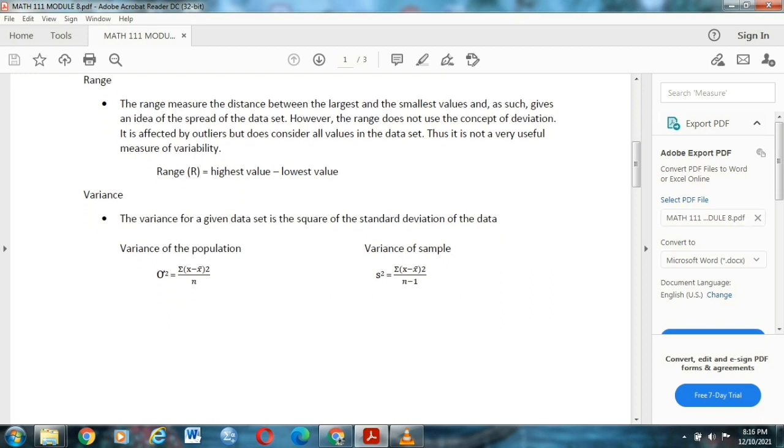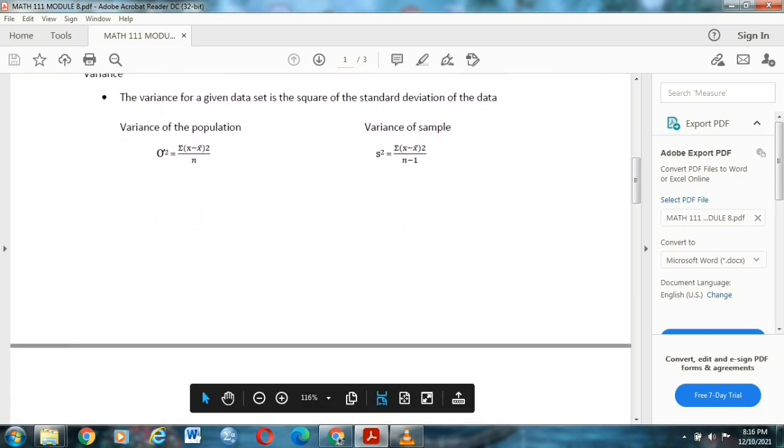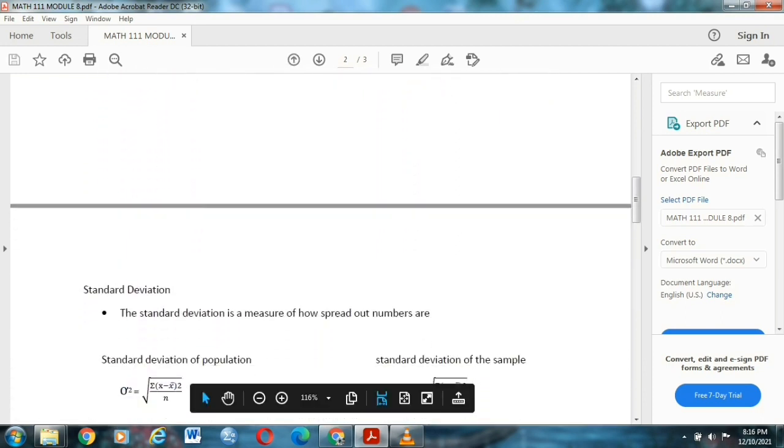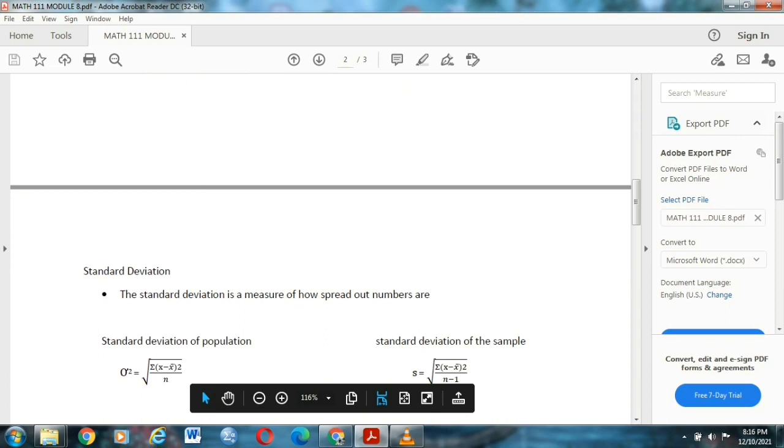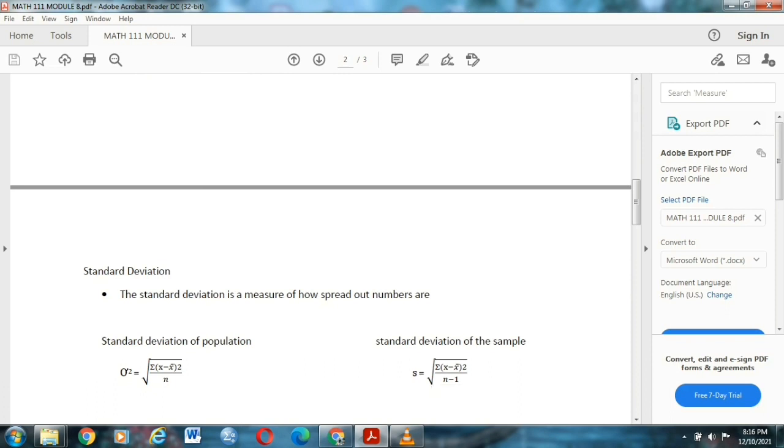Next measures of dispersion is the standard deviation. So standard deviation is the measure of how spread out the numbers or data are. So normally ginagamit ito sa research for instance or sa thesis as a statistical tool. Okay, so malalaman natin kung gaano nag-spread yung data. Kung for instance constant ba or magkakalapit ba yung mga sagot nila for instance. So dito yan sa standard deviation malalaman.